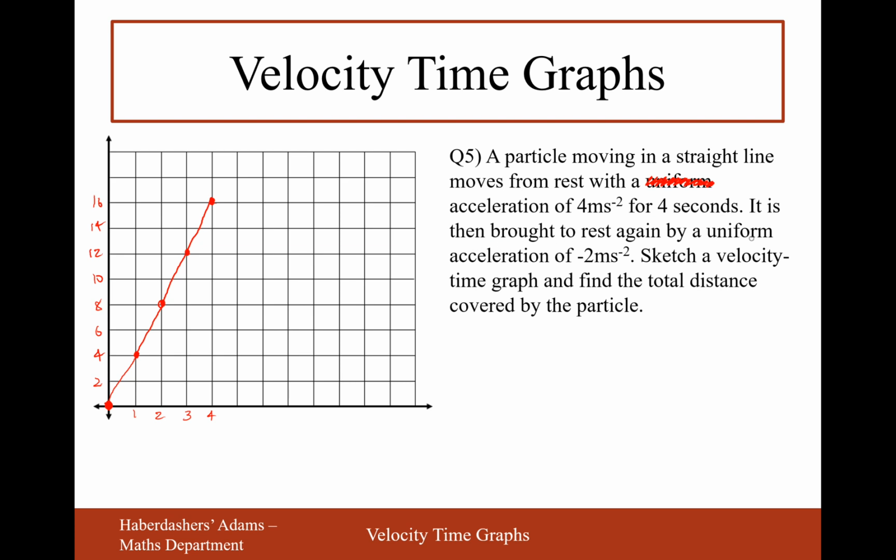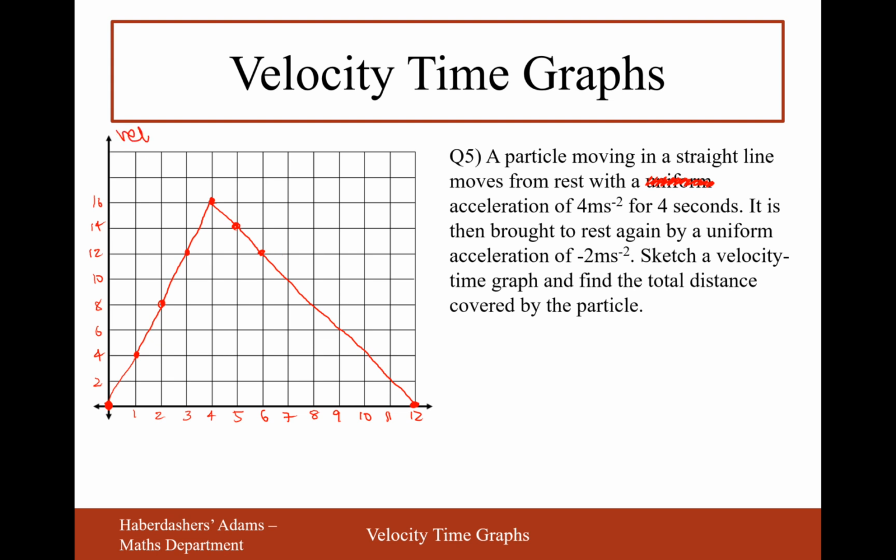It is then brought to rest again by a uniform acceleration of -2 meters per second squared. So now every time I move right by 1 second, I need to go down by 2. So it's going to be down by 2, down by 2, down. Will I run out of space? No, thank goodness. So 6, 7, 8, 9, 10, 11, 12. So it takes up to 12 seconds for that to decrease in speed at a rate of 2 meters per second every second.